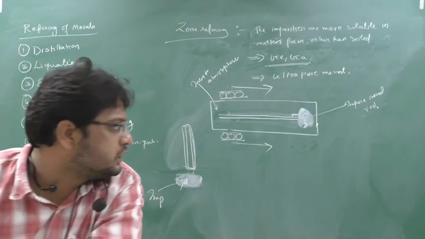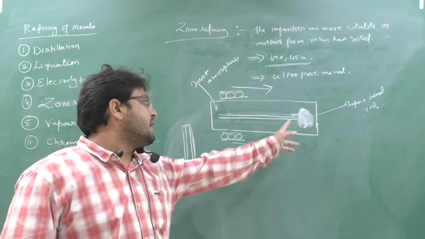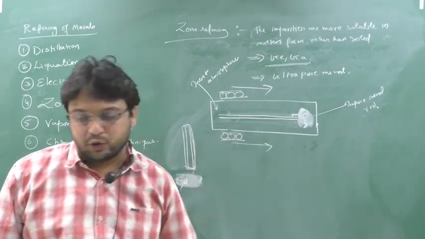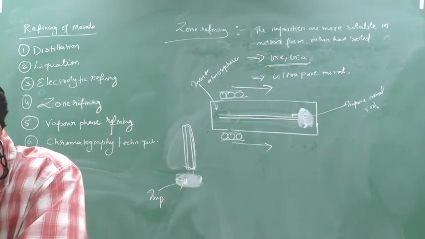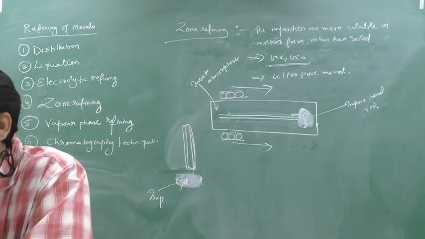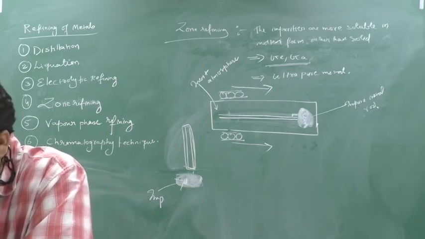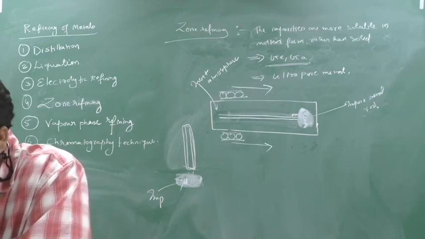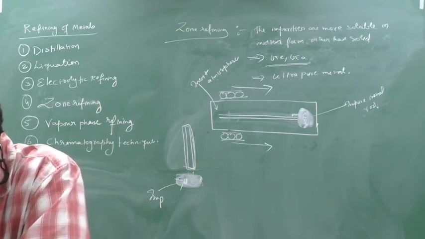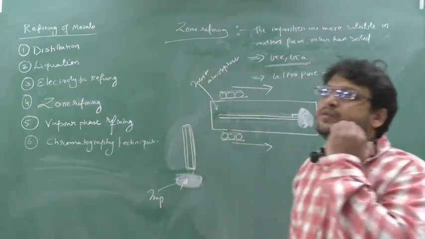At the one end, all the impurities are stuck, and finally, on cutting the impurity, we obtain the pure metal. An inert atmosphere is maintained inside the chamber so that there is no effect of air and heat. The heater moves only in one direction.